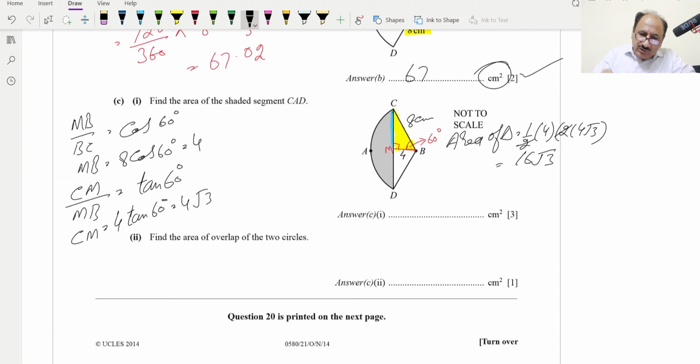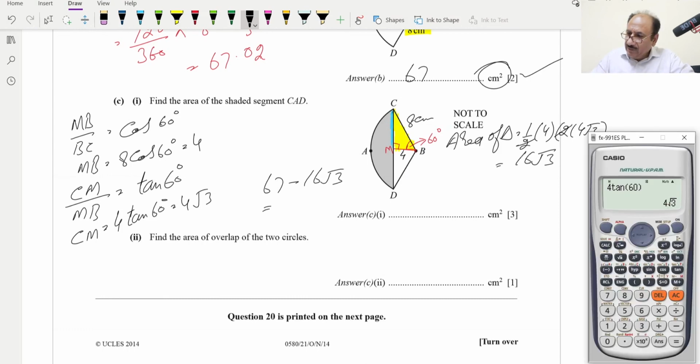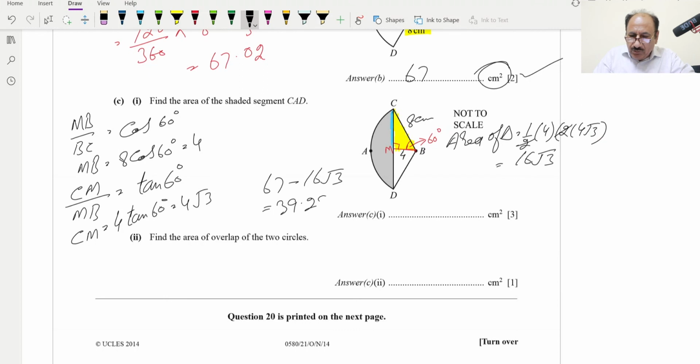So we have to subtract from the total area, which is 67. We have to subtract 16 under root 3 from there, and we will get 67 minus 16 root 3, and this will be equal to what? Decimal value will be 39.29, so 39.29 will be the answer, which is 3 marks.